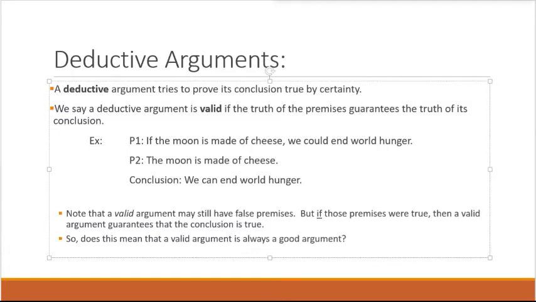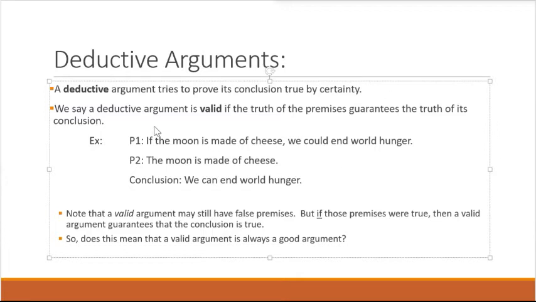Okay, so what I have here is, does this mean that a valid argument is always a good argument? No. I mean, look at this argument right here. You tell me, are you convinced by this argument? Is this a good argument about world hunger? Well, it succeeds logically, but this premise here is false, right? Don't we know that this is not true? Premise 2, the moon is not made of cheese. So this argument fails in another way that we'll learn later. So we would call this an unsound argument.